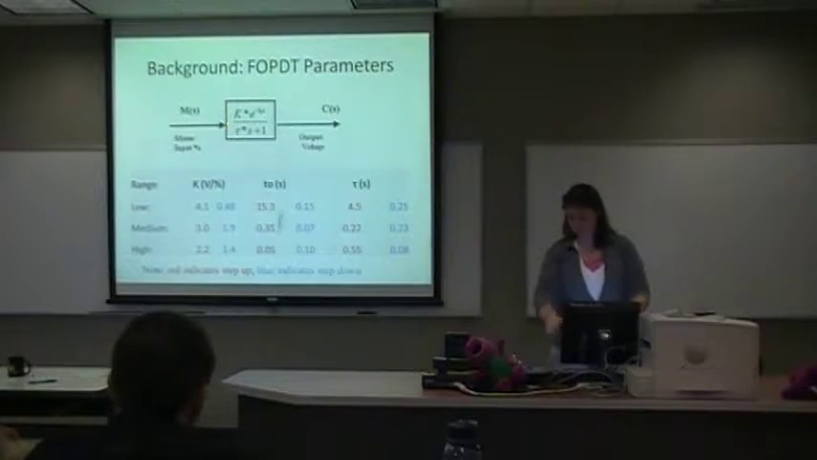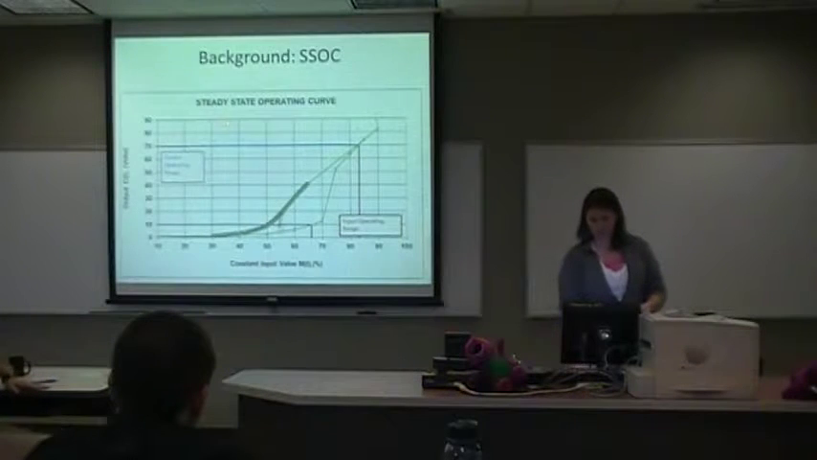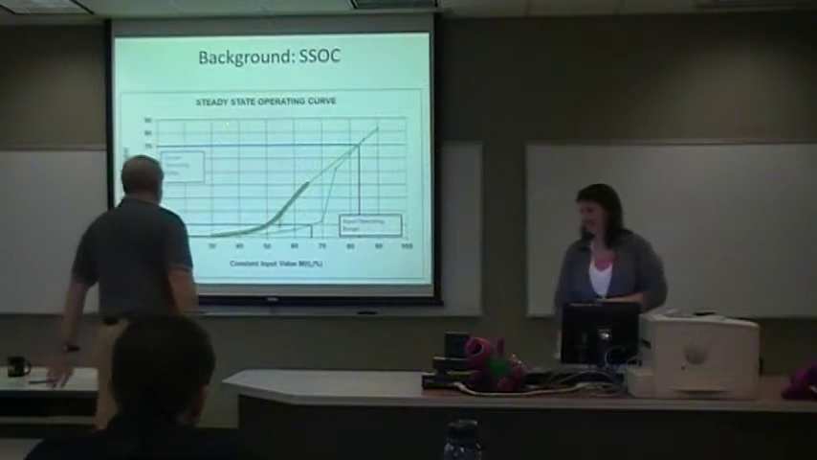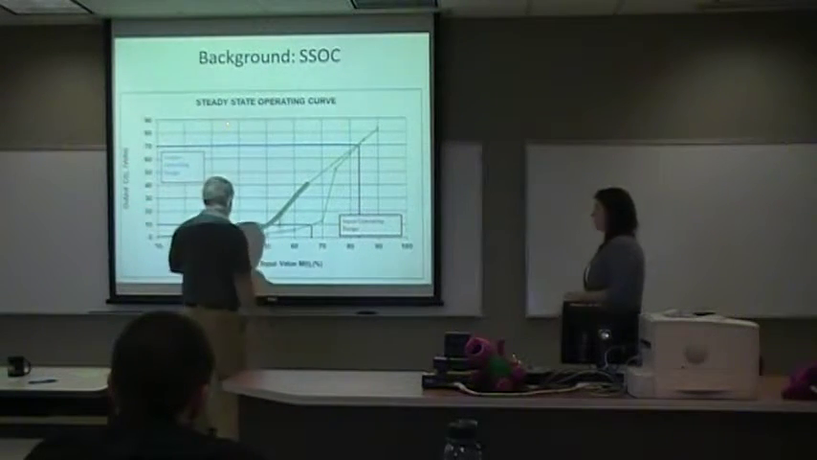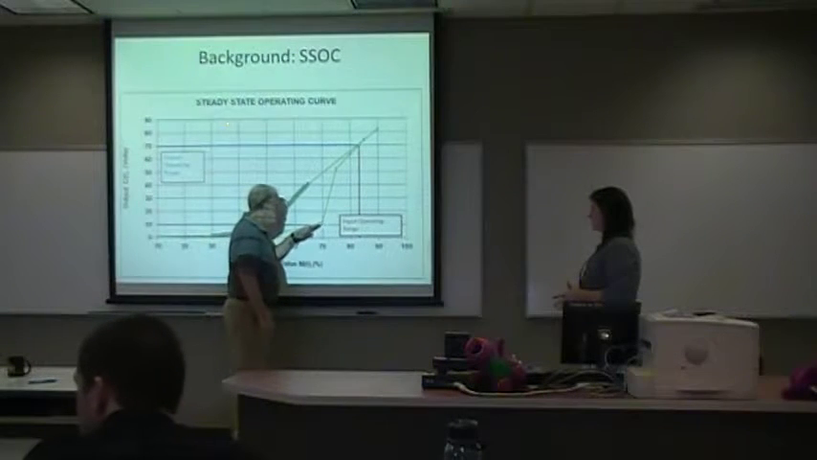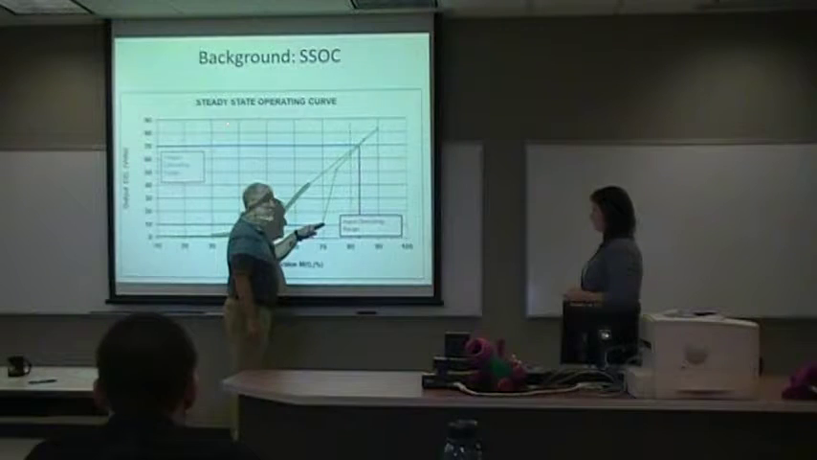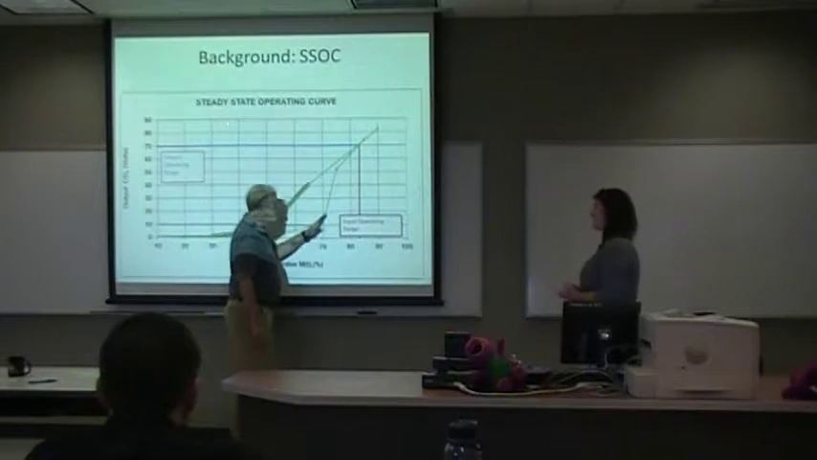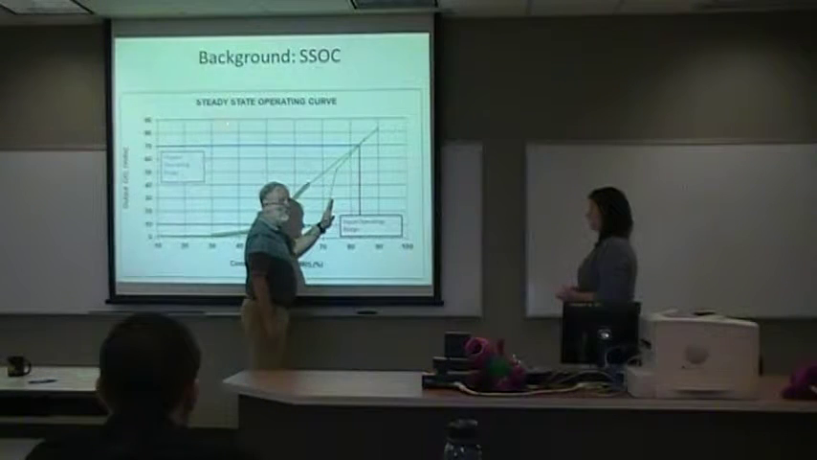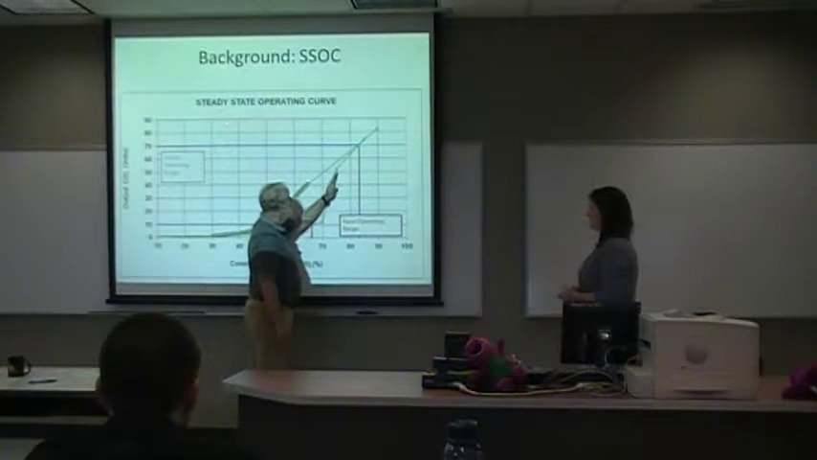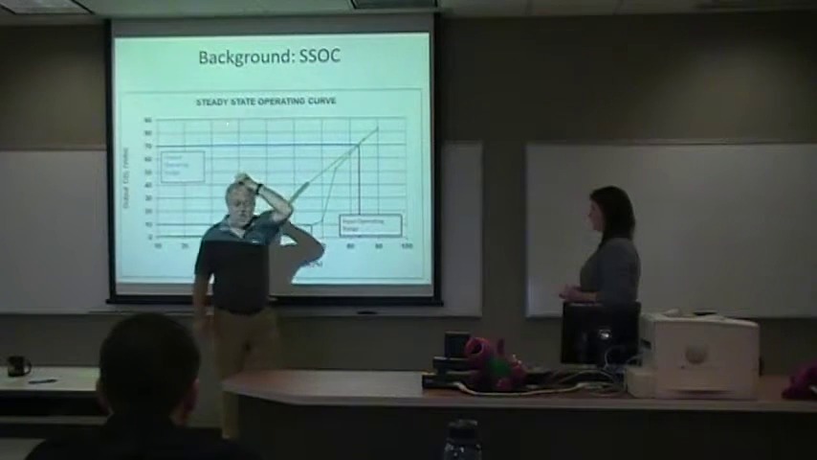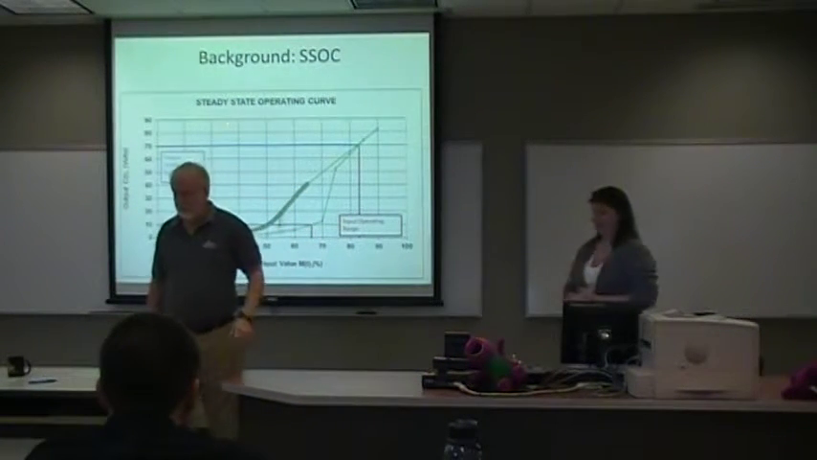Back up to SSOC. This your low range? Low slope. Low gain. Medium range. Nice slope, high gain. High range. Yeah. That's it. Great. Keep going.